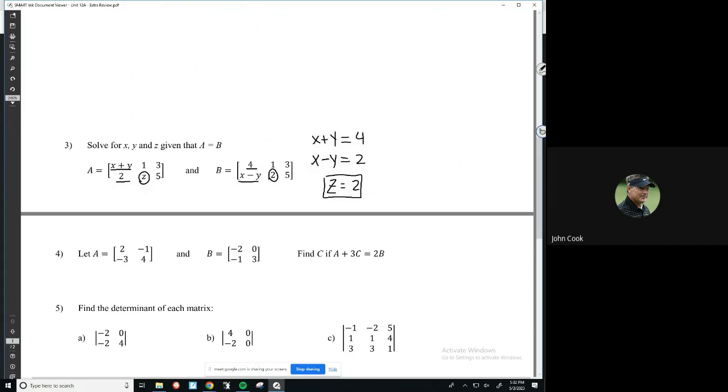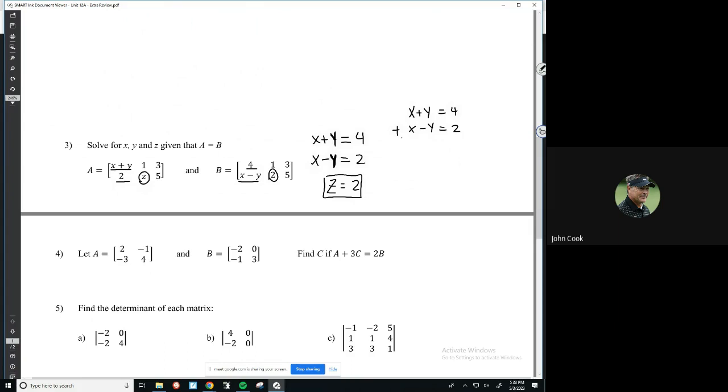I can solve this easily by using elimination. Did you notice what you can do? Just add the two equations together, because you have a positive y and a negative y, and they cancel out. So that's what I'll do. x plus y equals 4, I'm going to add that onto x minus y equals 2.